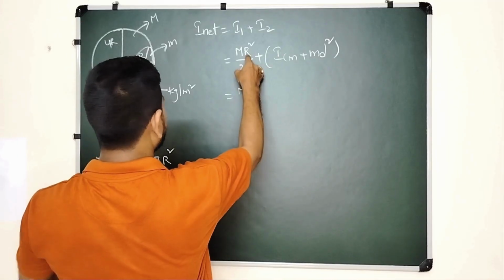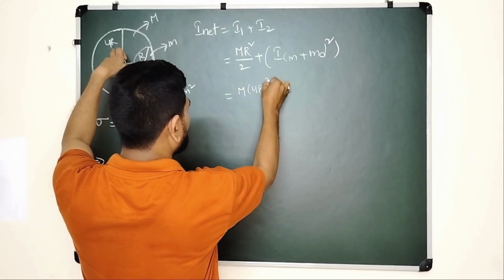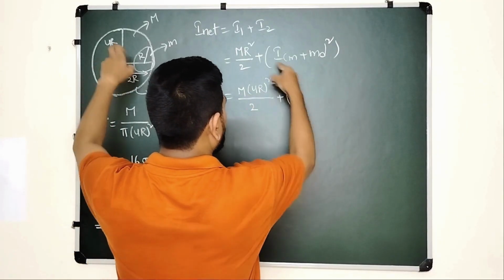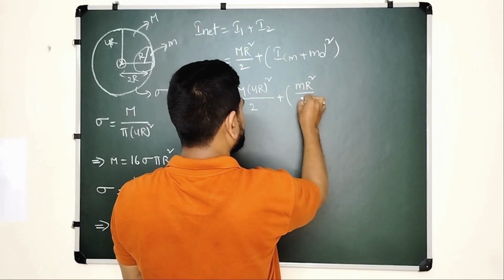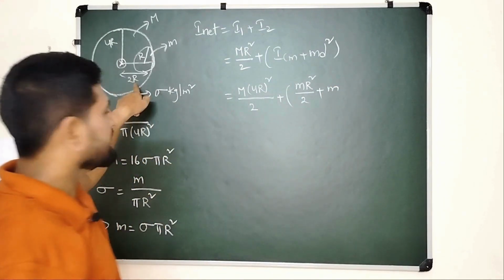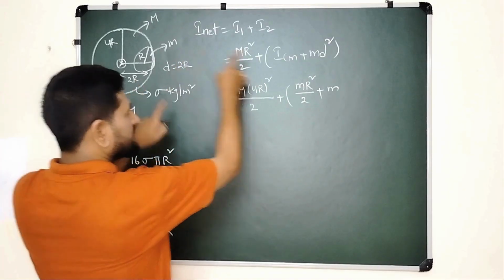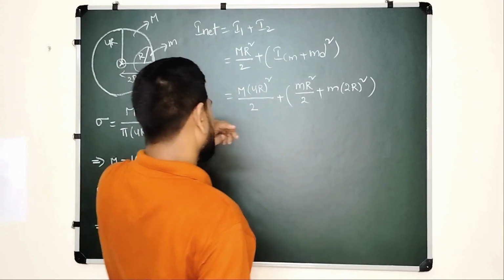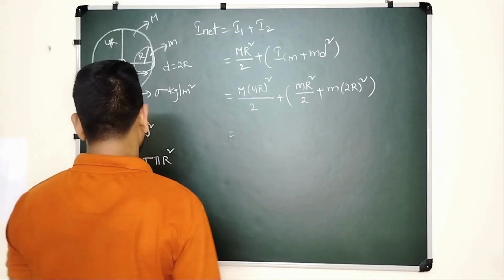M into, in the place of r we have 4r, so you can write 4r whole square by 2, plus, what about the I CM? Small m into r square by 2, plus m into, what about the d value? The d value is 2r. So d is equal to 2r. That value you can substitute here, 2r whole square. Then how much are you getting? Substitute the capital M value and small m value.